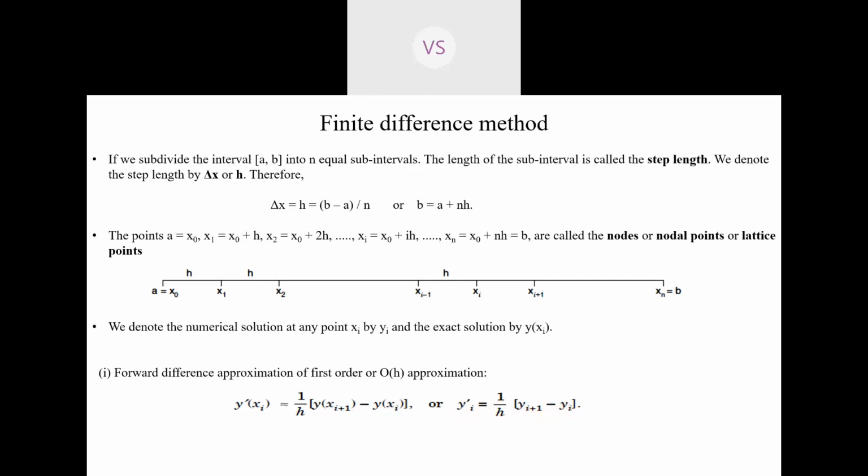Why is it called forward difference? Because we are taking the difference of the next value minus the previous value. So y2 minus y1, y3 minus y2, y4 minus y3, like this we are considering the terms. So it is known as forward difference when we are finding the value of y dash.